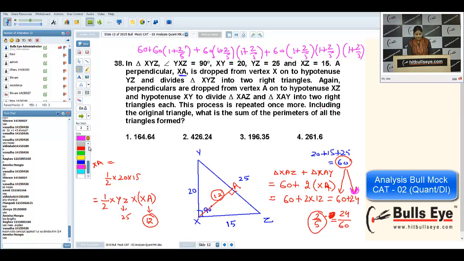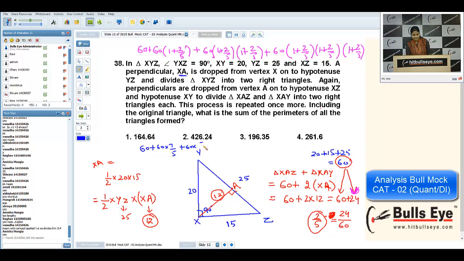So this will be the answer: 60 plus 60 into 7 by 5 plus 60 into 7 by 5 whole square plus 60 into 7 by 5 whole cube. And one thing more you should remember: whenever you are drawing something infinitely many times inside a triangle, a circle, a square, or any figure, 90% of the time you'll get a GP with infinitely many terms. But this process is repeated 4 times. Is it okay with you, all of you?